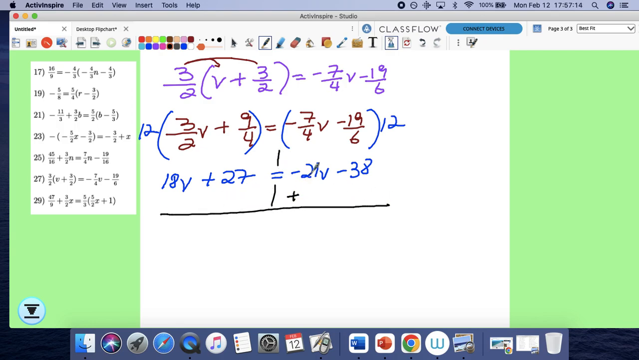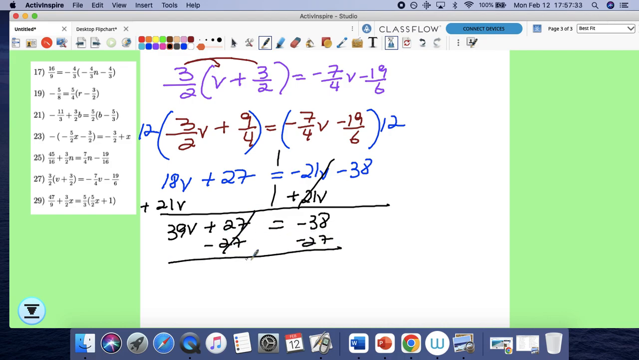We're going to get rid of the negative 21v by adding 21v to both sides. That goes away. I'm left with negative 38. And this is 39v plus 27. We now do minus 27 on both sides. That goes away. I'm left with 39v equals negative 65. Divide both sides by 39. And I think that's the same answer I got.